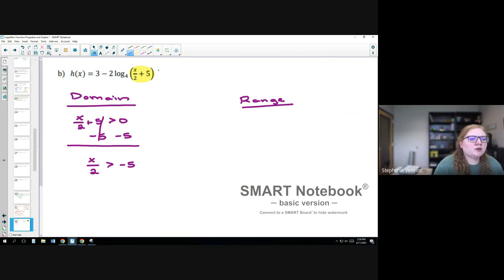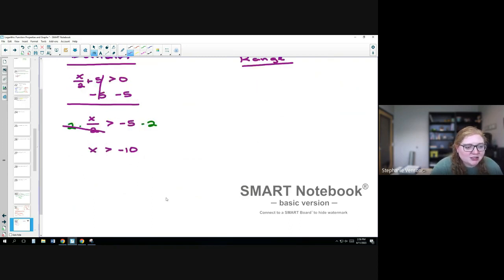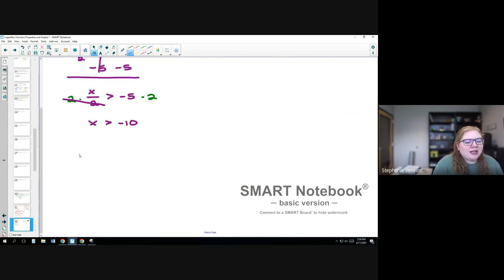Okay, and then we would get rid of that denominator of 2 by multiplying both sides by 2. So we would have x is greater than negative 10. And that's it. That's the domain. So if they asked me for the domain in set builder notation, I would say x such that x is greater than negative 10. And if they asked for it in interval notation, I would say negative 10 to infinity.